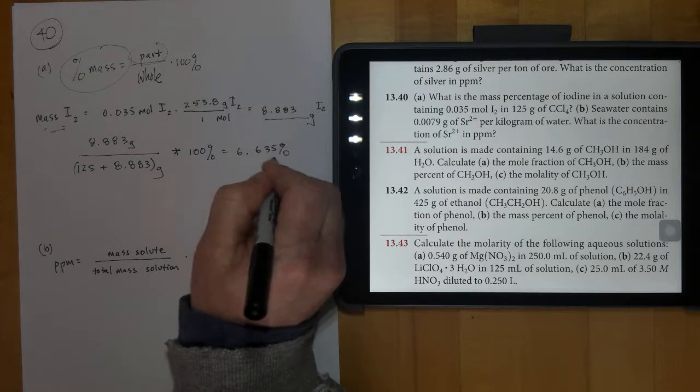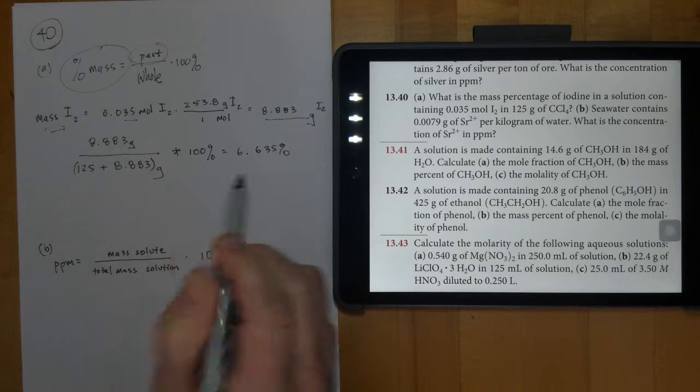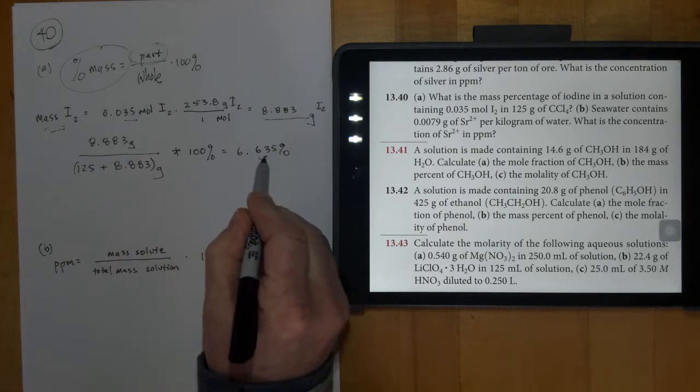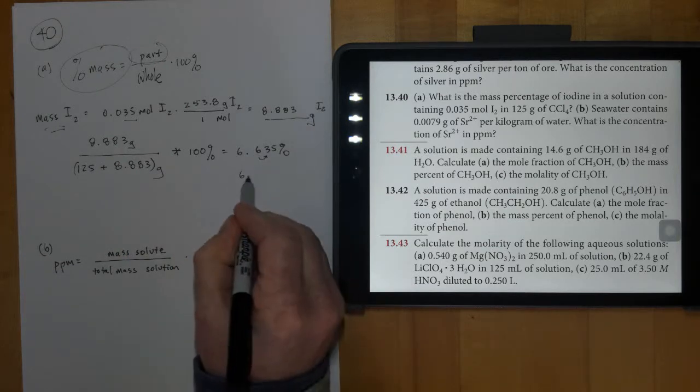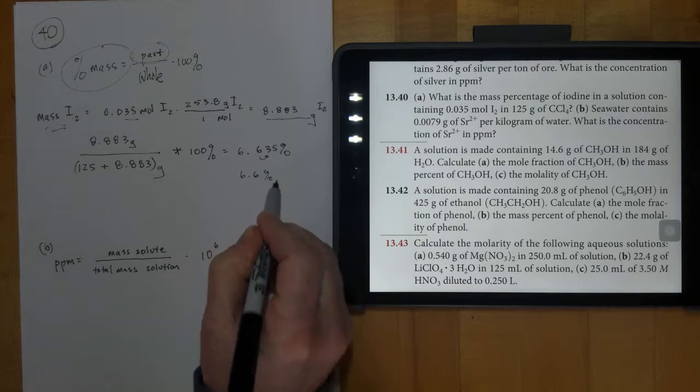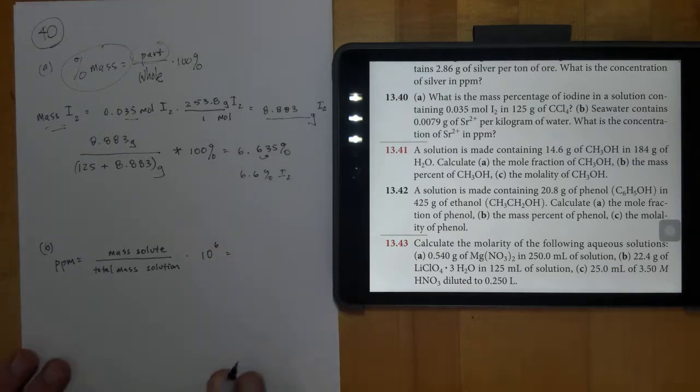6.635%. That's to 4 sig digs. I believe there's only 2 sig digs in here, so look to the next one, and if it's 5 or more, round up. So we'd say 6.6% iodine would be in here.